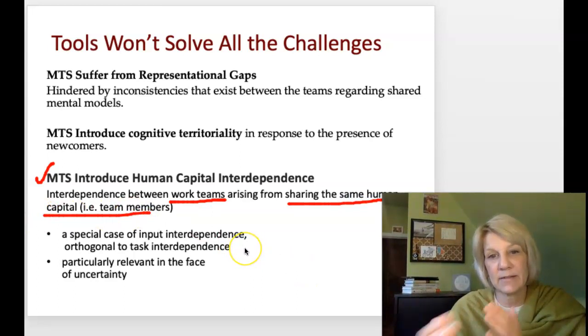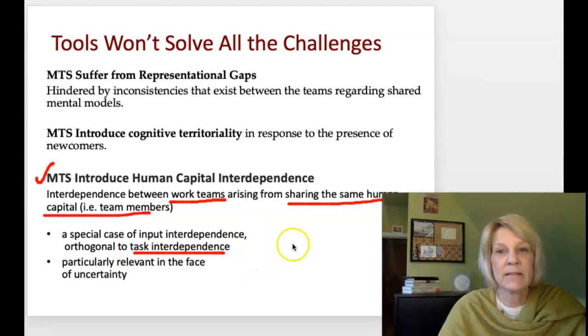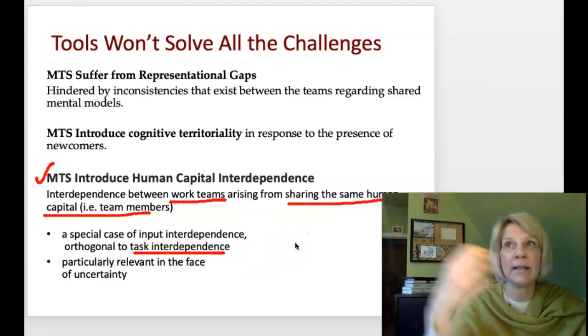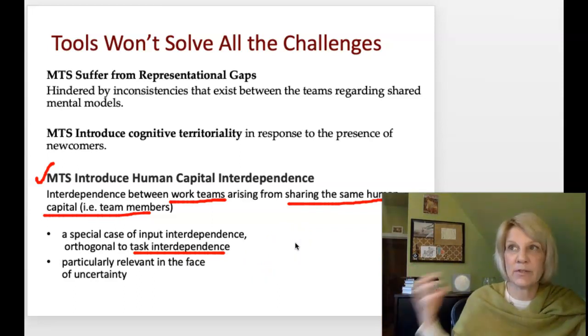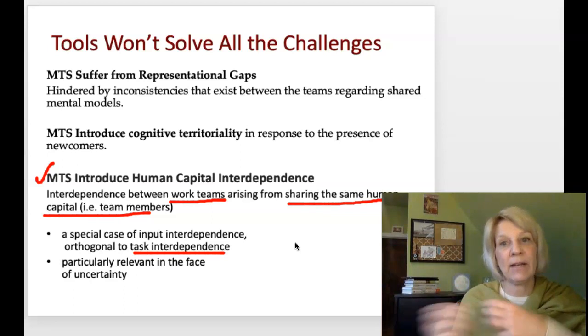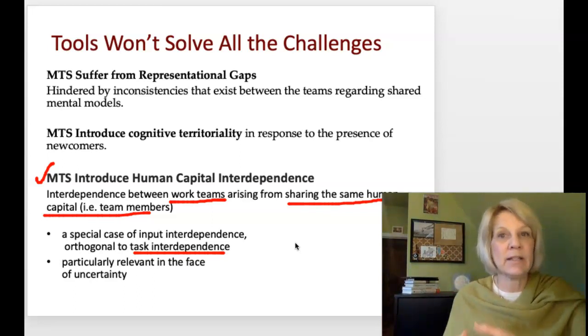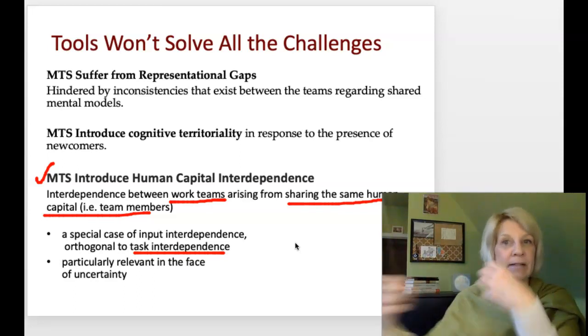And it's not connected to task interdependence inside the team. It means that you now rely on other teams. You're dependent on them to determine whether or not you're going to have the human capital necessary to work and complete your project. And so you're pulled and you're dependent on those other teams.